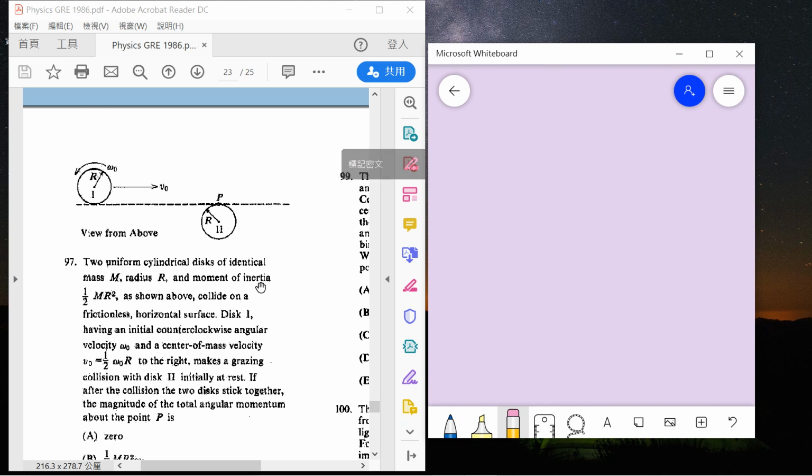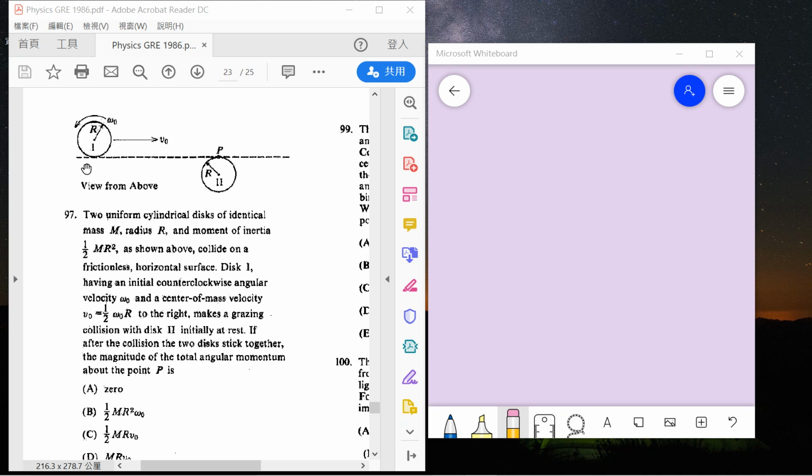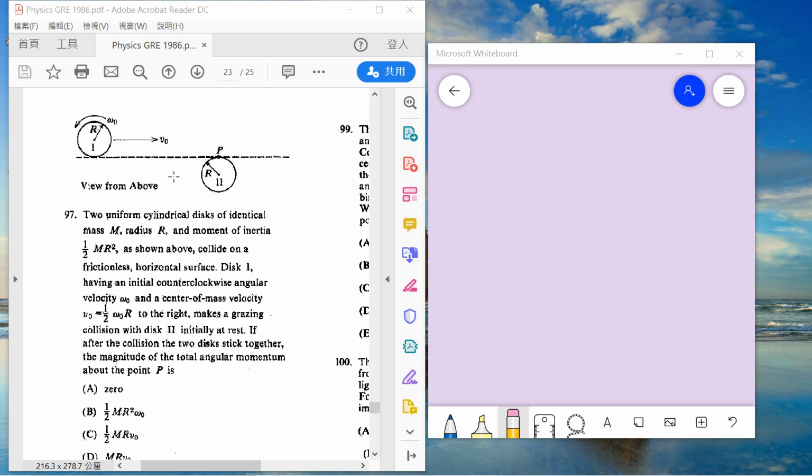Guys, to our subject, physics subject GRE. So 91, basically two uniform disks have the same mass and the same moment of inertia and collide on a frictionless horizontal surface. And when it collides, then they move together, and you know that there's a V naught and omega naught at the beginning. And we ask about total angular momentum.